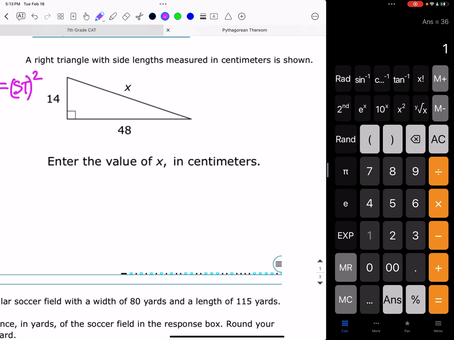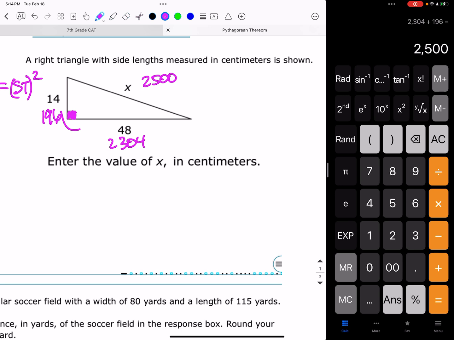Okay, 14 times 14. I'm going to turn these into pink numbers. 196. 48 times 48 is 2,304. This is the corner where we add them. These two we are adding together, so 2,304 plus 196 equals 2,500. We take the square root of 2,500.